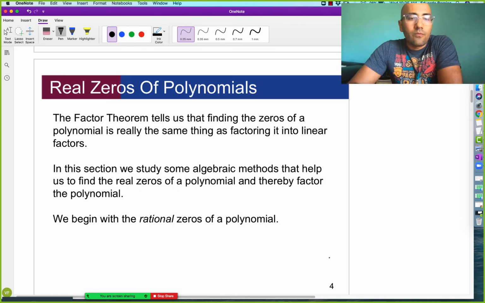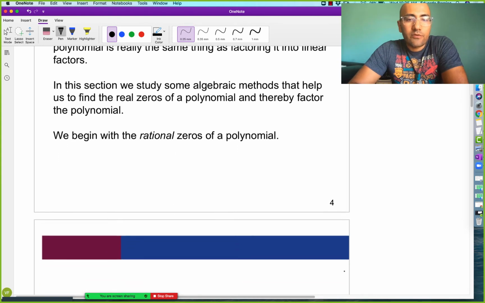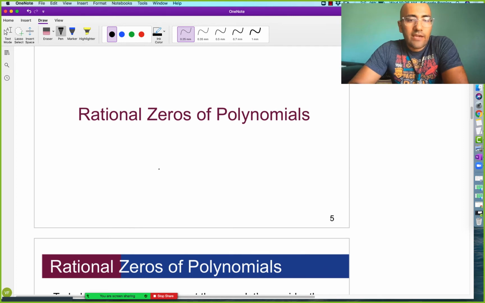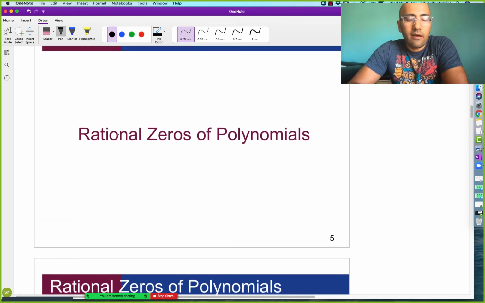Okay, so the factor theorem tells us that finding zeros of a polynomial is really the same thing as factoring it into its linear factors. So in this section, we study the same algebraic method that helps us to find the real zeros of a polynomial and thereby factor the polynomial. Okay, so rational zeros. Remember that the word rational is a fancy math word for fractional. It's something that can be expressed as a fraction with integer coefficients.